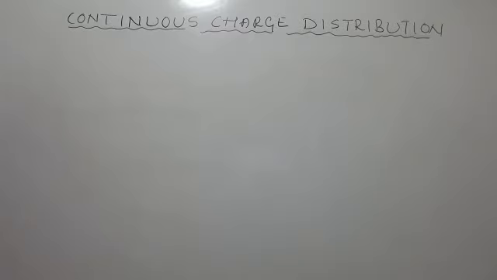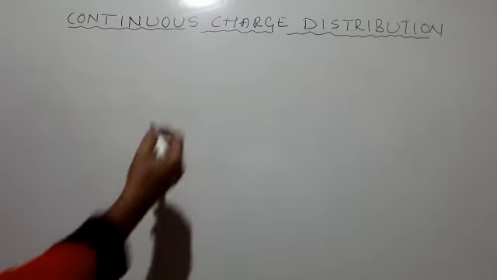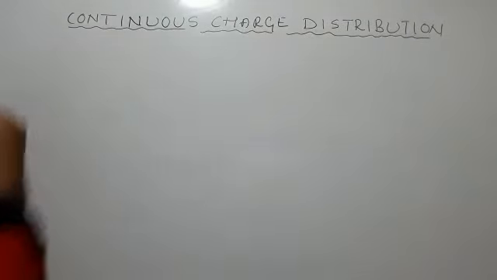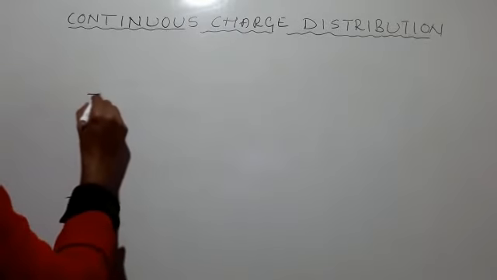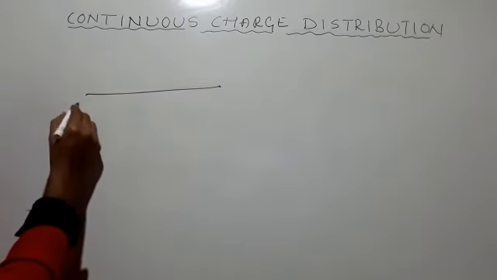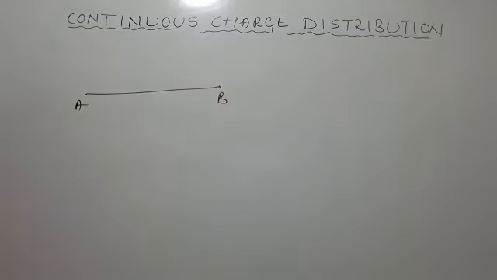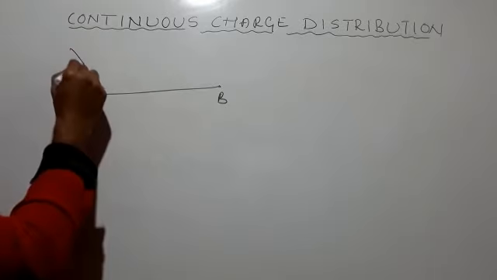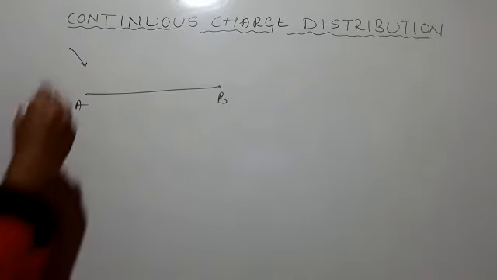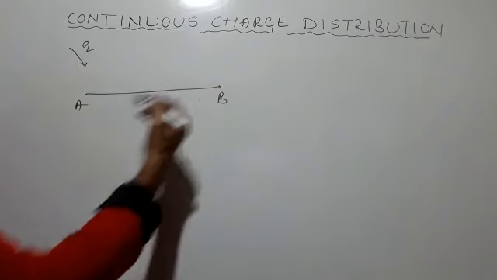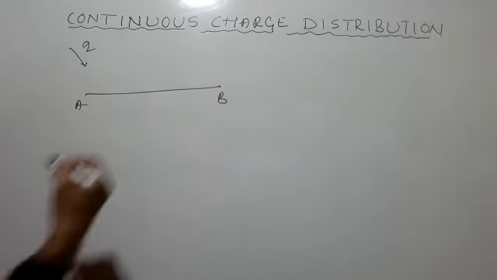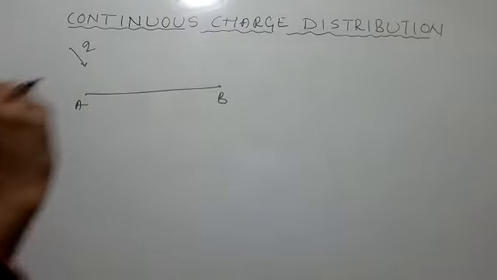Continuous charge distribution. Okay, so distribution of the charges continuously. Say for example, I'll consider a conductor like this, say conductor AB. Now, if you give charge to this conductor, if I give a charge Q to the conductor, then all those charges are equally distributed along the length of the conductor continuously.